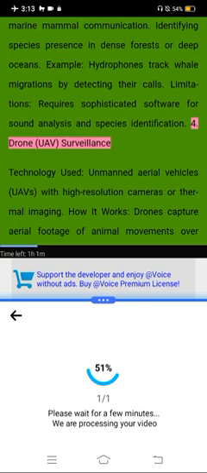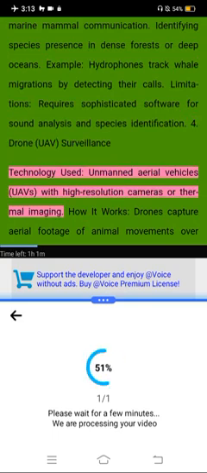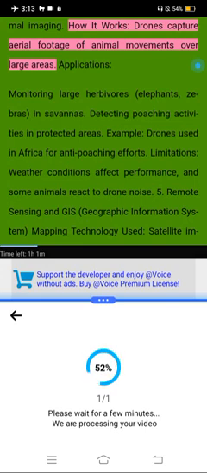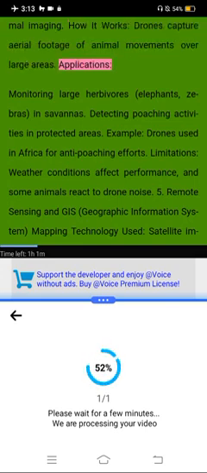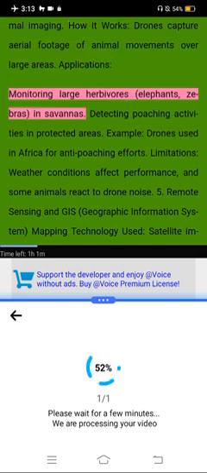4. Drone UAV surveillance. Technology used: unmanned aerial vehicles, UAVs, with high-resolution cameras or thermal imaging. How it works: drones capture aerial footage of animal movements over large areas. Applications: monitoring large herbivores, elephants, zebras in savannas.